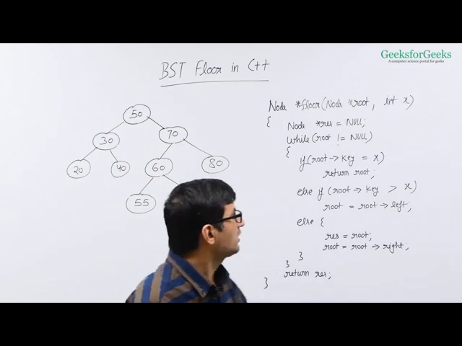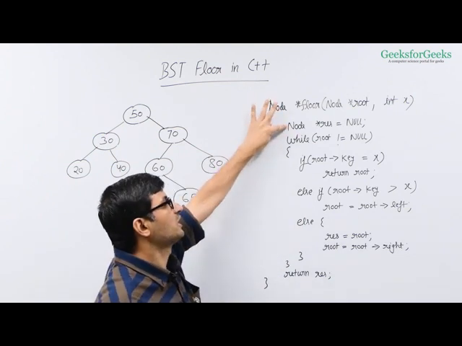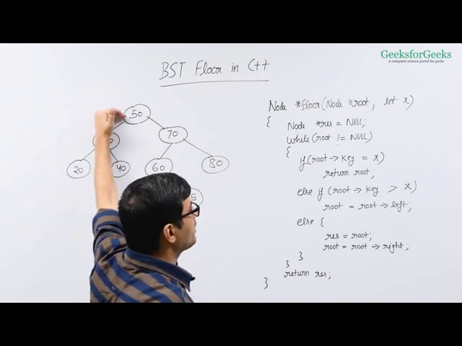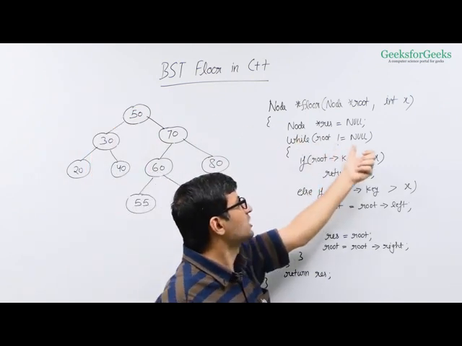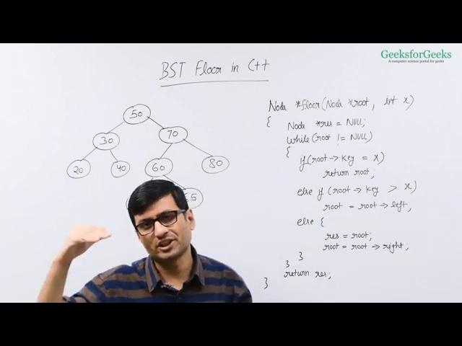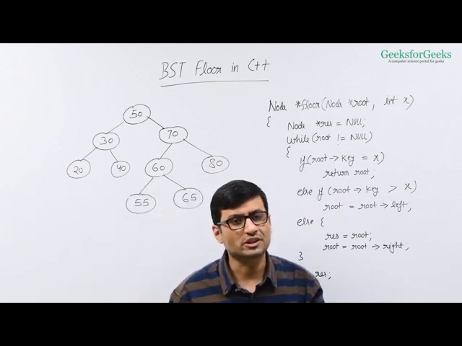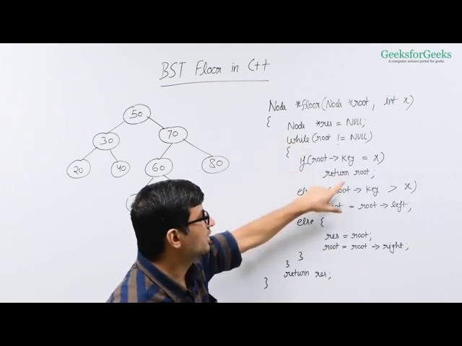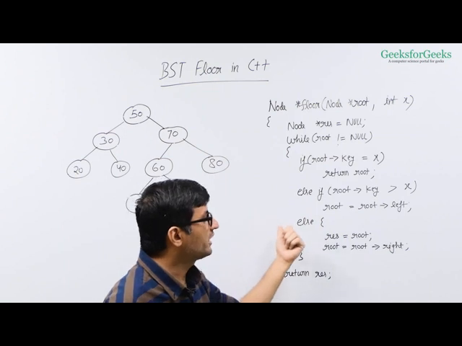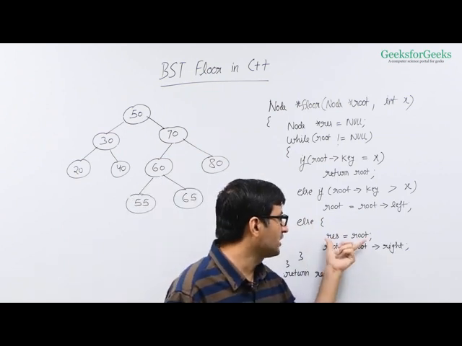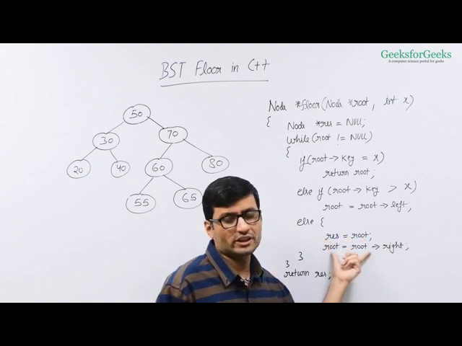Let's see how this works. We initialize our result as null. We begin the search with the root itself. And then we say while root is not equal to null, while we do not hit a leaf node, while we are searching across the height, we keep searching. If we find root arrow key is equal to x, we return root. If root arrow key is greater, we go to the left side. If it is smaller, then we update the result as root and we go to the right side.